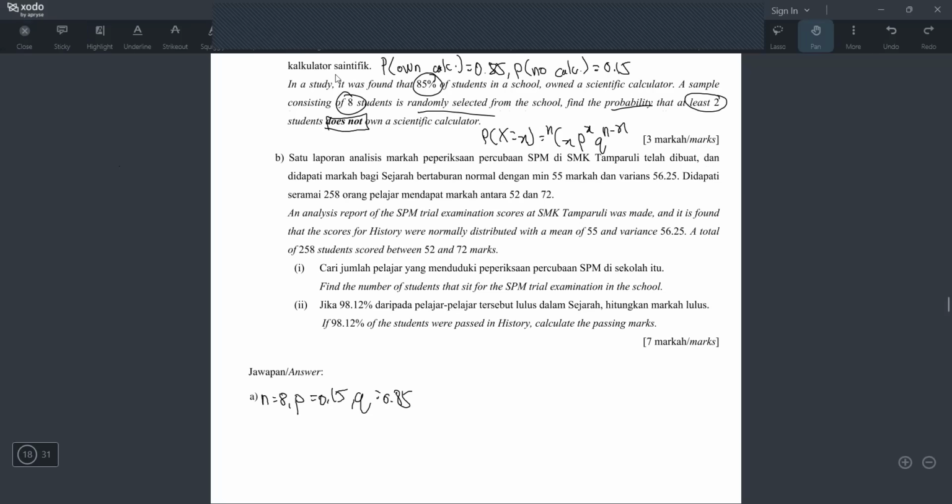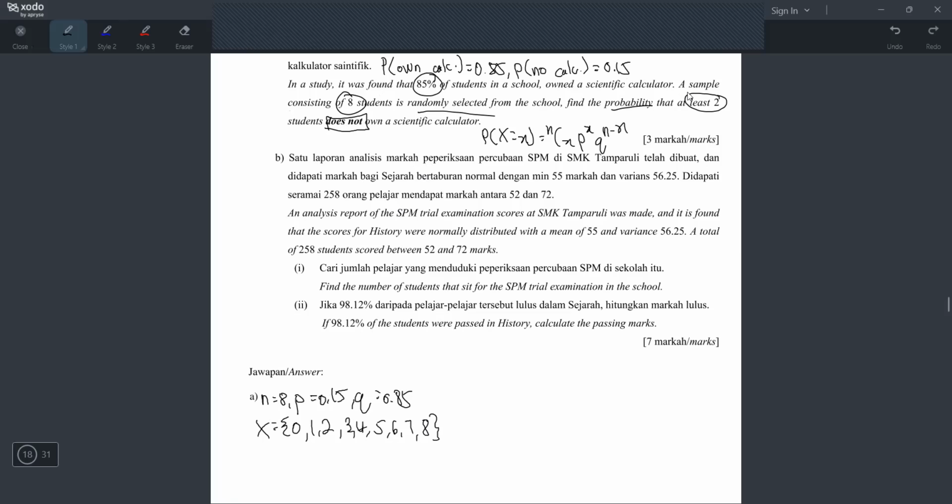Okay, from here, now you can write your X, right? So what will be your big X? Out of 8 students, maybe none of them is a success. 0 means no success, nobody is a success, or maybe only one is a success, or 2, 3, 4, 5, 6, 7 or 8. What does 8 mean? It means all 8 students are successes. All 8 students do not own a calculator. Okay, success means does not own. So 8 here means 8 students do not own a calculator.